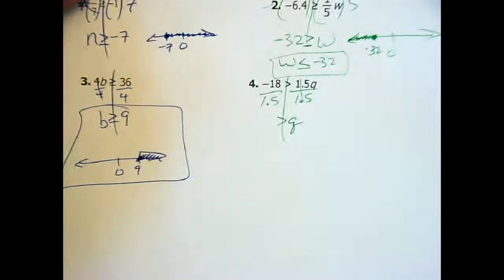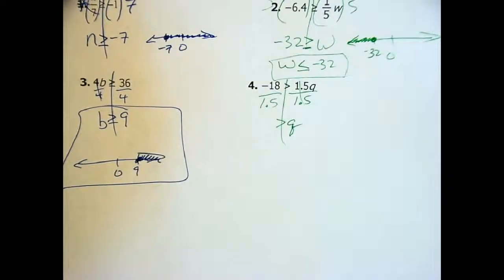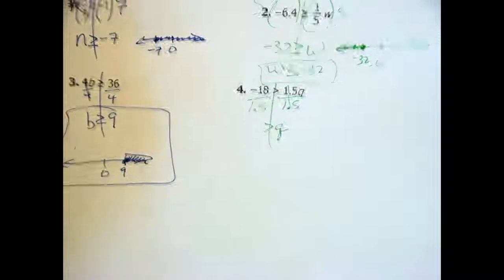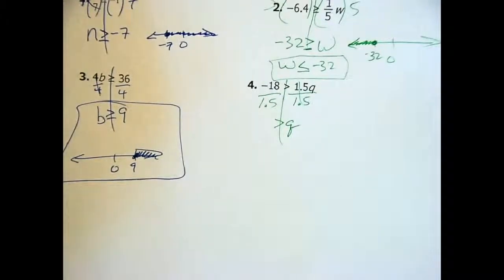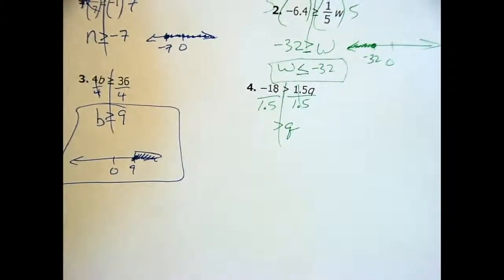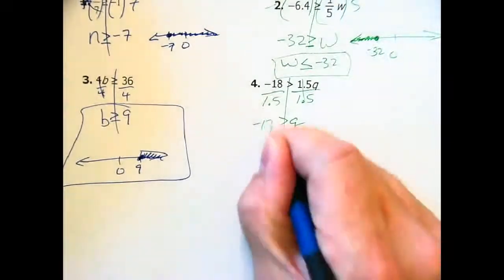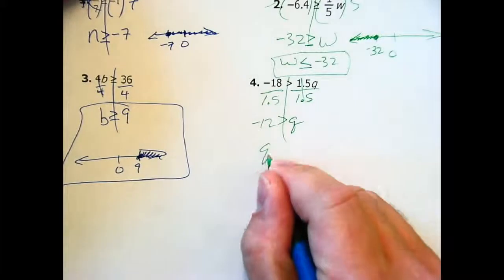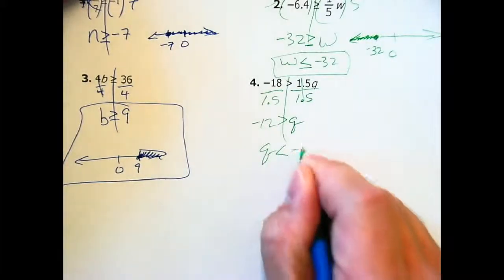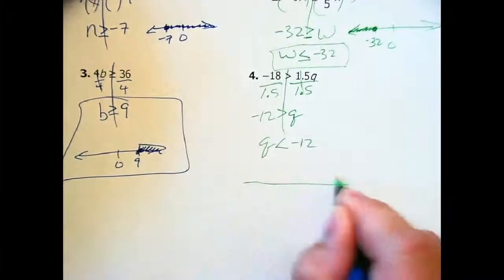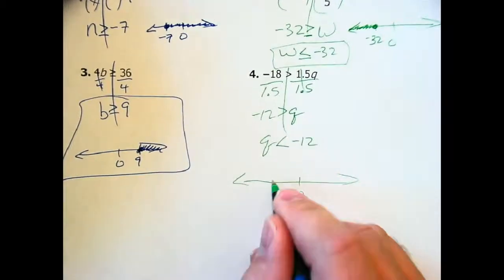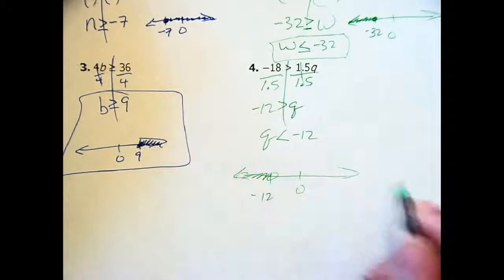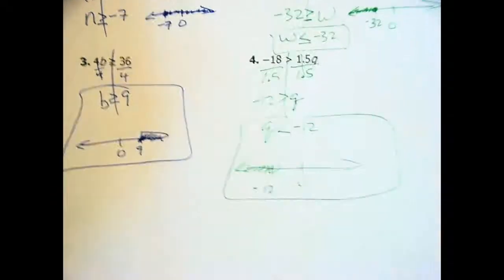Negative 18 divided by 1.5. We don't know. Negative 12. How come no one else had that? Oh, Q. We got negative 12. Okay. How many have all of those?